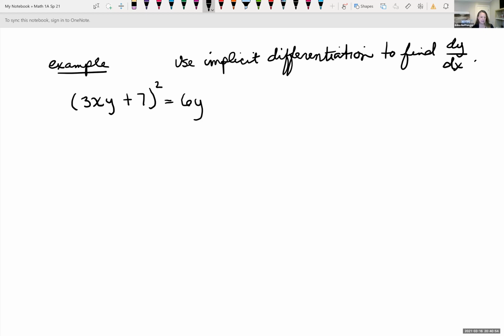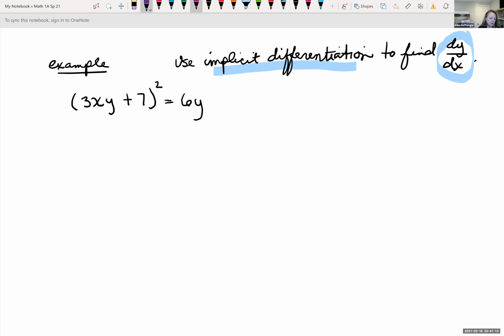Okay, so we're given the example. We have a quantity 3xy plus 7, and then that quantity is squared. And then it's equal to 6y. And it tells us that we want to use implicit differentiation. And then, once we do that, we want to solve for dy dx.